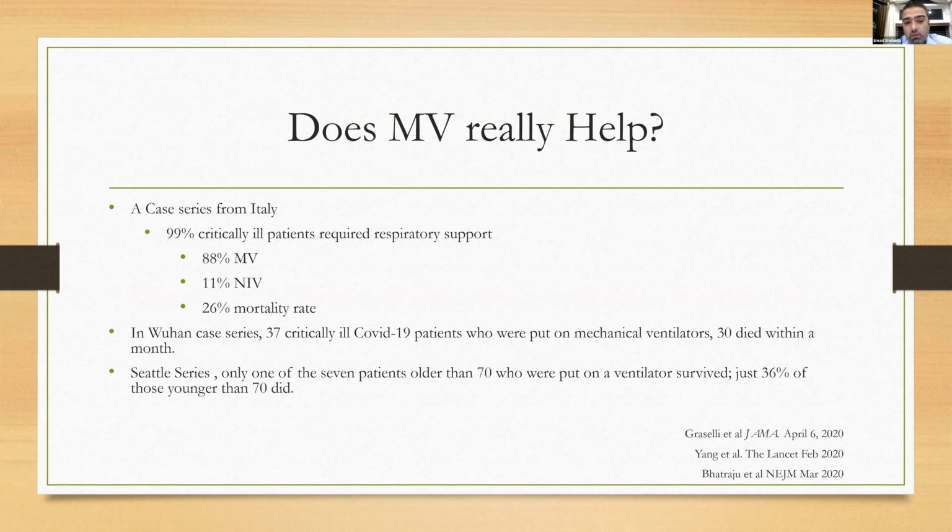The Wuhan case series showed that out of 37 patients who required mechanical ventilation, 30 patients died. In Seattle, there was also a high mortality rate. Among patients older than 70, most of them did not survive, and among patients younger than 70, about 36% also did not.